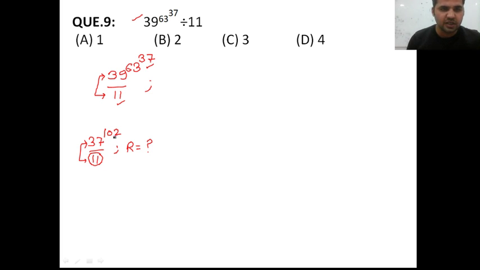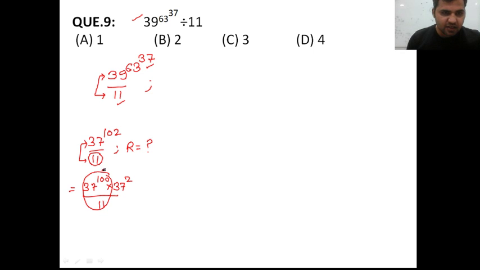After this, what we will do is, we will write down the number as 37 power 100 into 37 power 2 divided by 11, right? Now this part will give you a remainder of 1 with the concept of Euler remainder theorem, right?